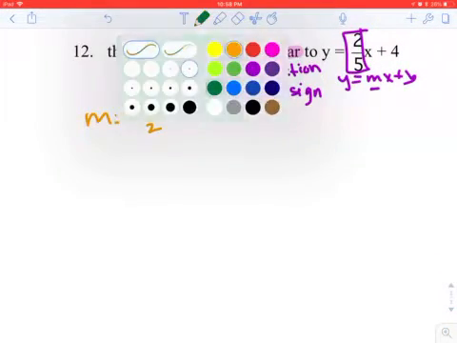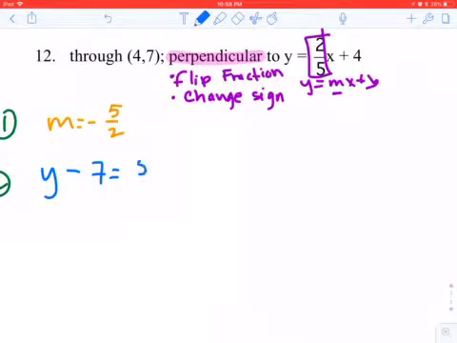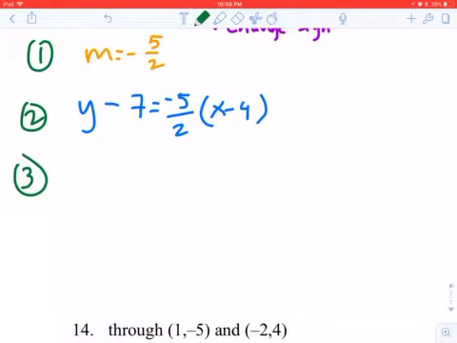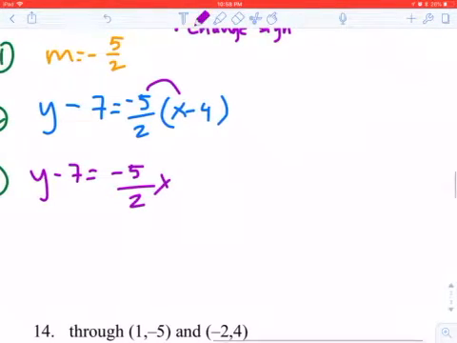So that was step 1, finding your slope. Now step 2, point slope form. Y minus 7 is equal to negative 5 over 2, x minus 4. Okay, then now step 3. Y minus 7 is equal to negative 5x over 2. So this x, it doesn't matter if you put it on the top or the side, they're exactly the same thing.